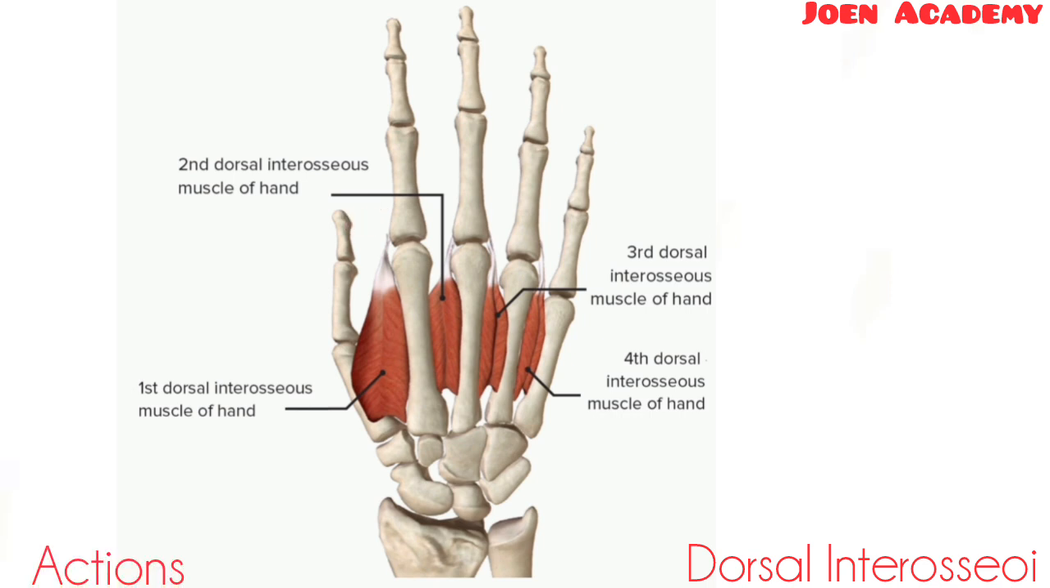Actions of the dorsal interossi, like we stated earlier, are abduction of the fingers. They also assist in flexion at the metacarpophalangeal joints and extension at the interphalangeal joints. Their nerve supply is by the ulnar nerve.